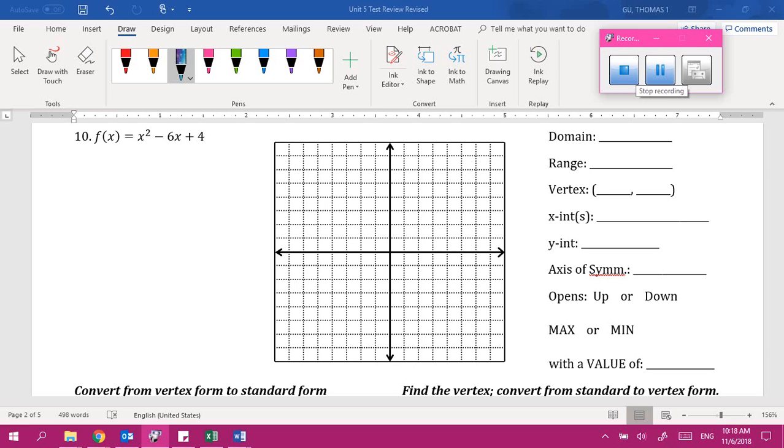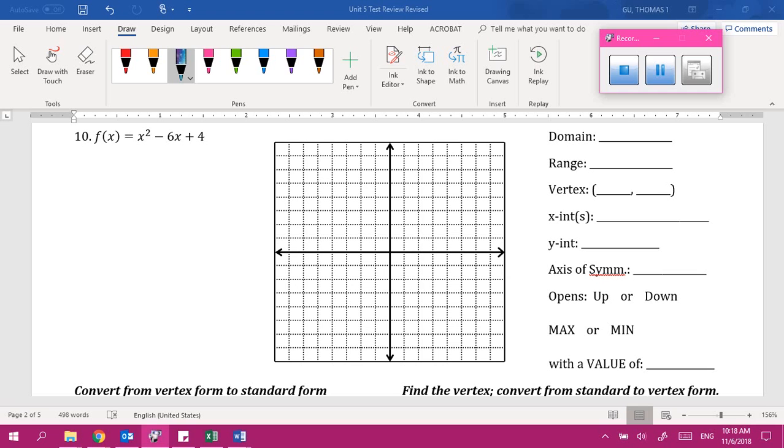So okay, on number 10 here, we're trying to graph this equation, but you don't see transformations, right? They're not listed out there because this is in standard form, so you can't see the transformations off the bat. This is the one where we're going to have to estimate the graph based on the vertex and the y-intercept, okay? So we need to find the vertex first.